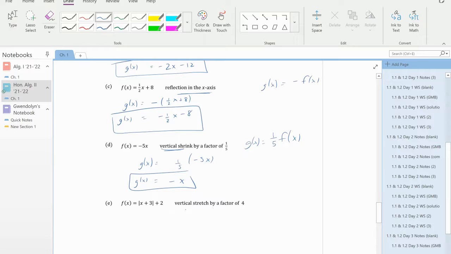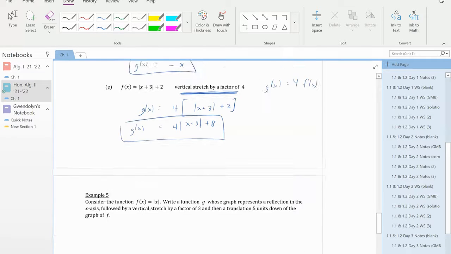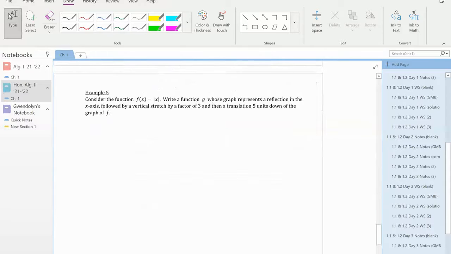And stretch it vertically by a factor of 4. That means take the function you got now times all those y's by 4. So our new function is 4 times the current function. And then you're good. Okay, one more example.